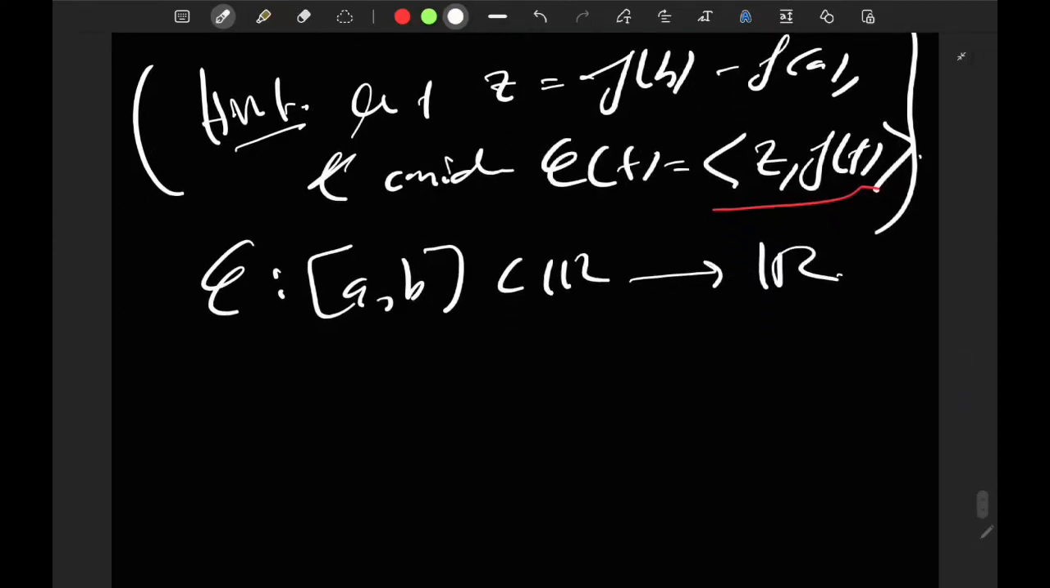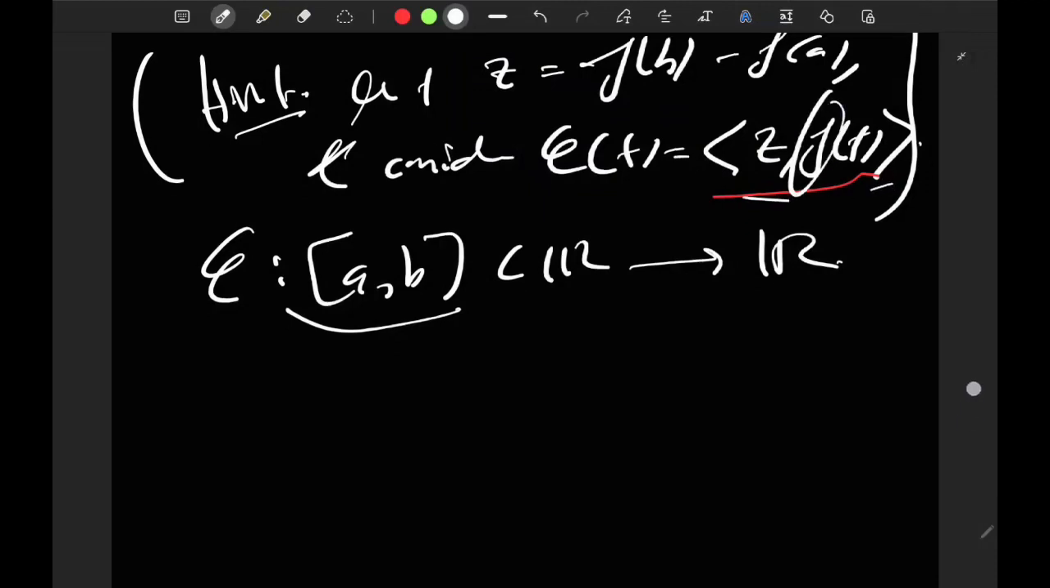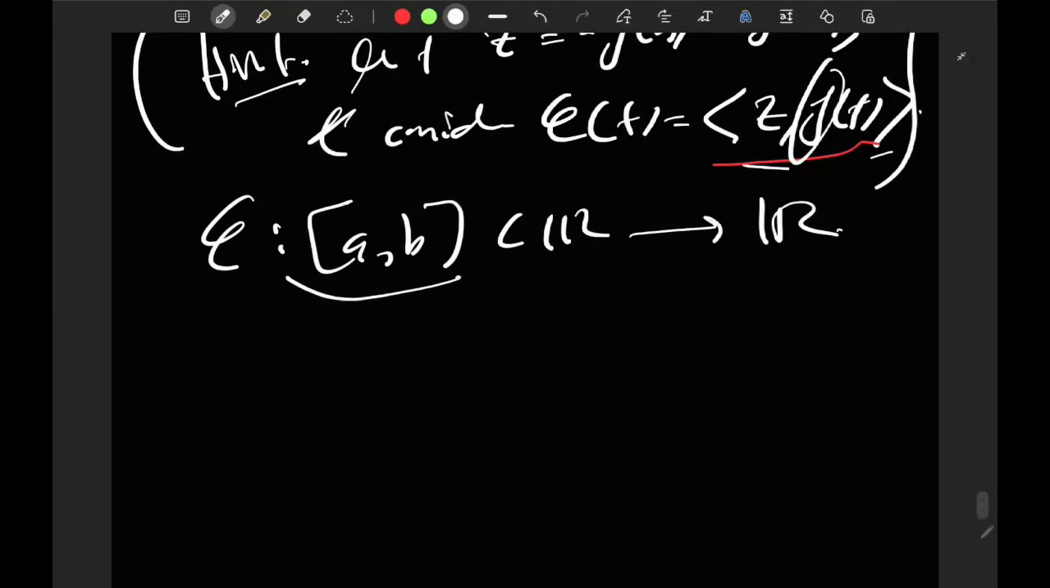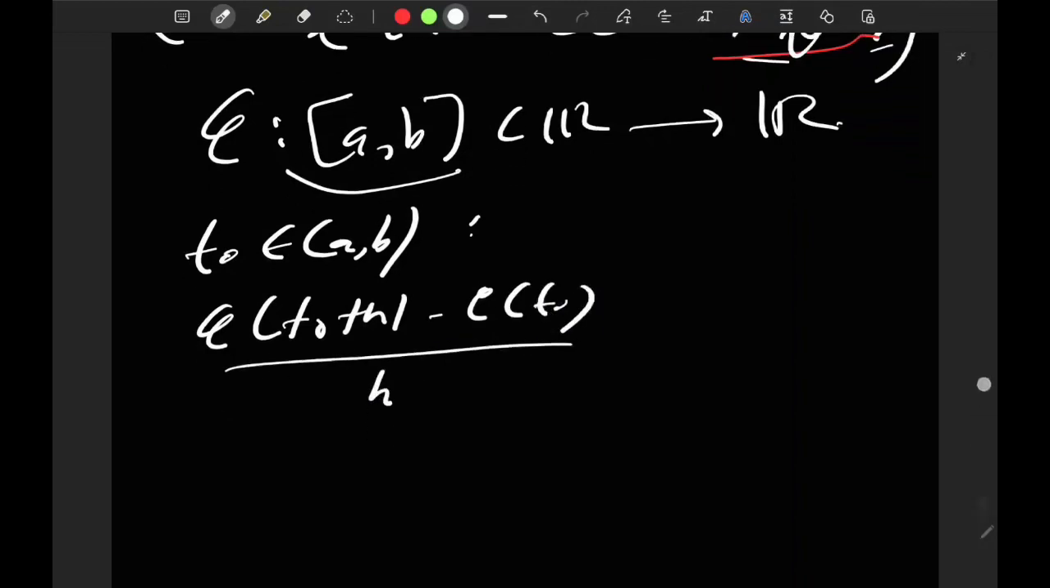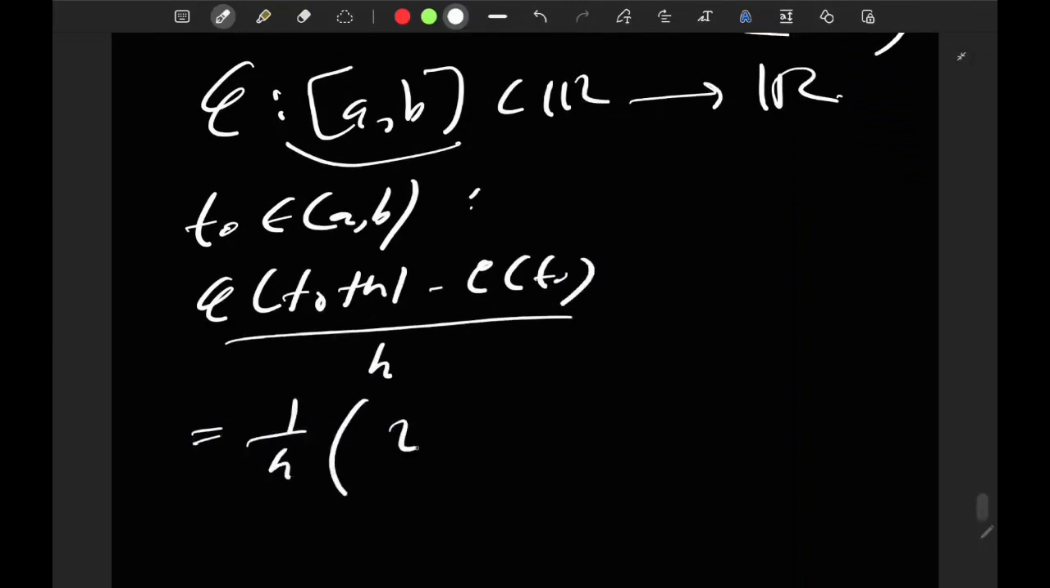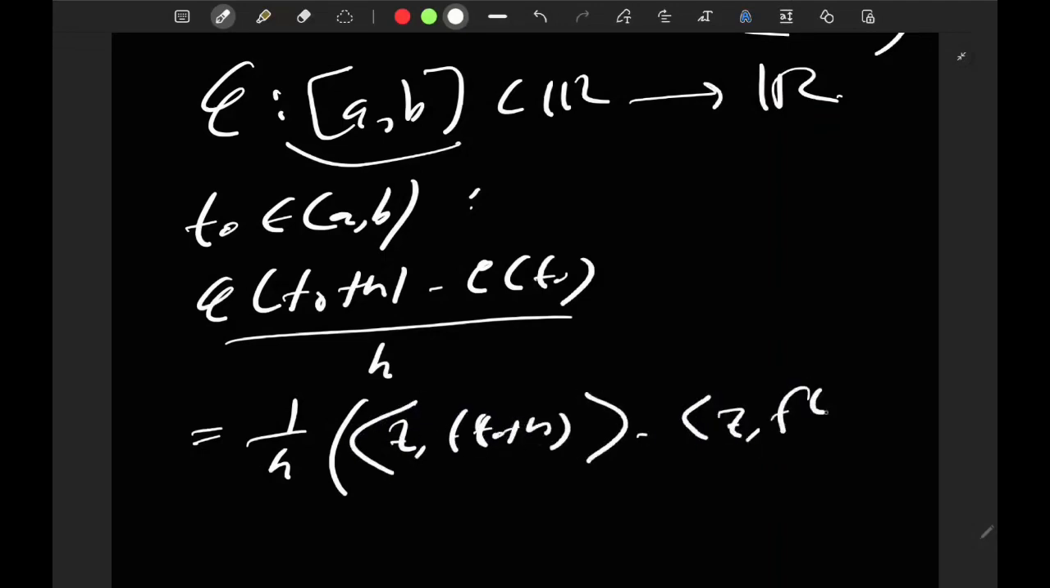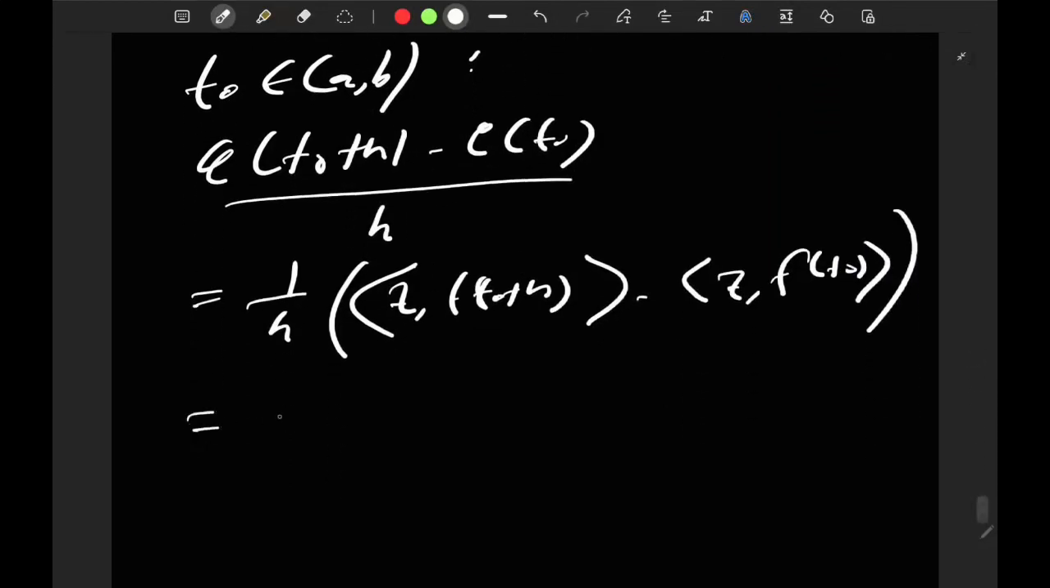So we know that phi is continuous on the closed interval. The continuity of phi comes from the continuity of f and the continuity of the inner product. Let me just point out why differentiability is also the case for phi. Say you are talking about some t0 inside the open interval (a, b). Let's look at phi of t0 plus h minus phi of t0, divided by h. This is just 1 over h times z with f of t0 plus h minus z with f of t0, and this is 1 over h times the inner product between z and f of t0 plus h minus f of t0.